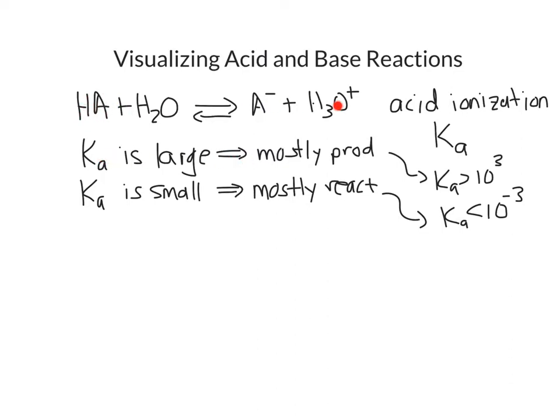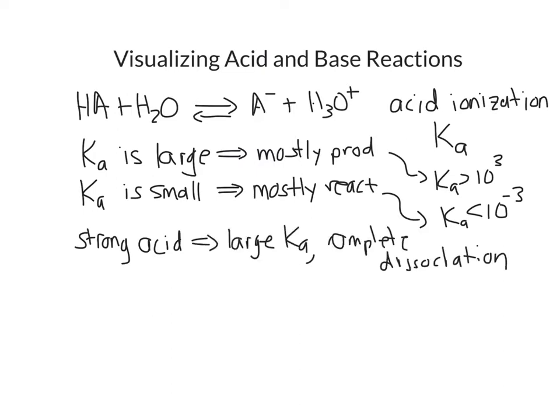When we have an acid that has a large equilibrium constant, where we pretty much dissociate all of the acid, we call that a strong acid. So a strong acid dissociates completely and has a large Ka. However, a weak acid is one that has a small Ka and does not completely dissociate.